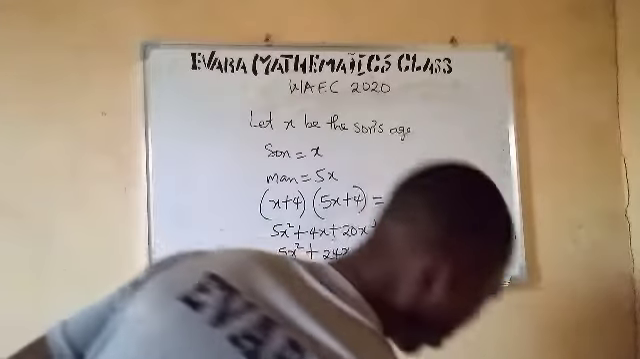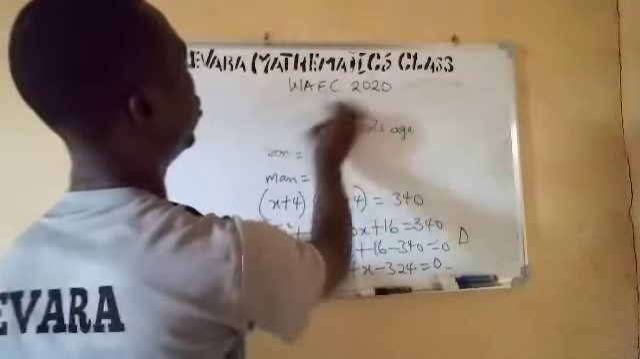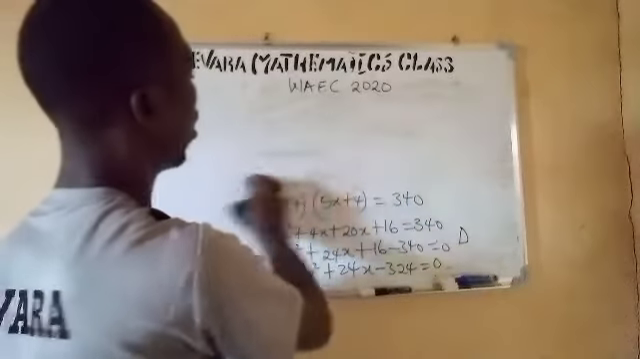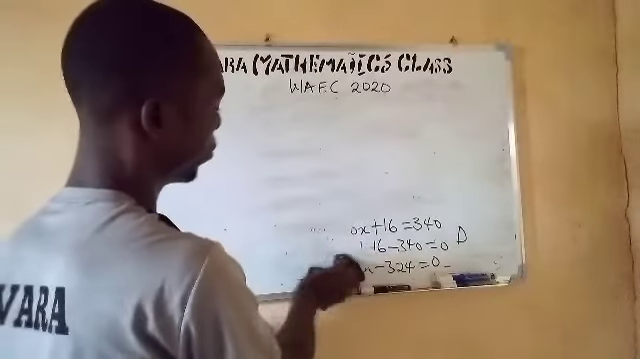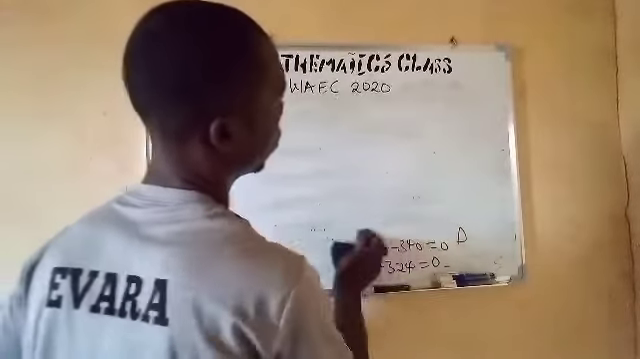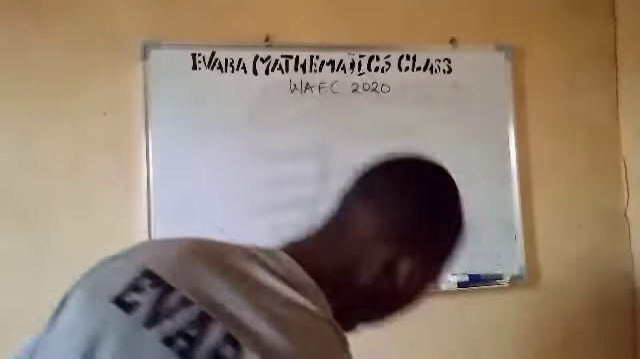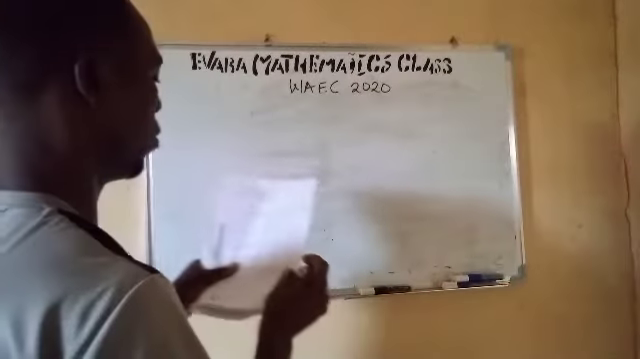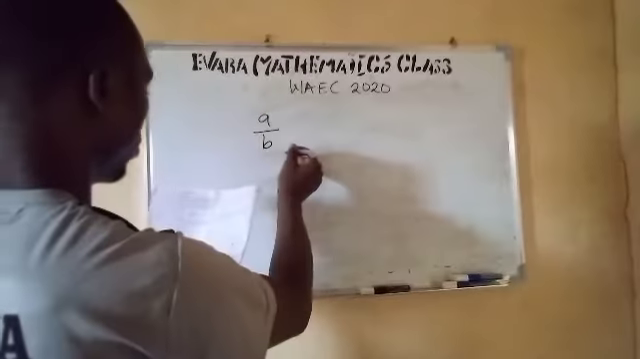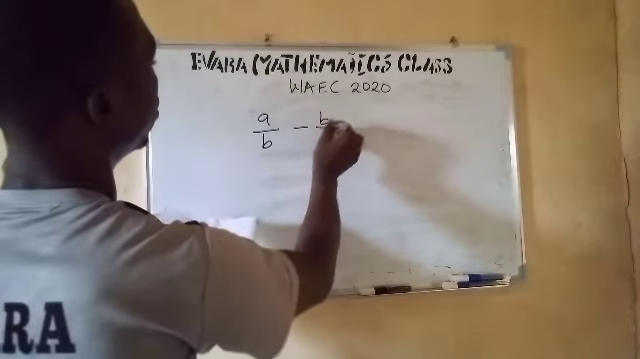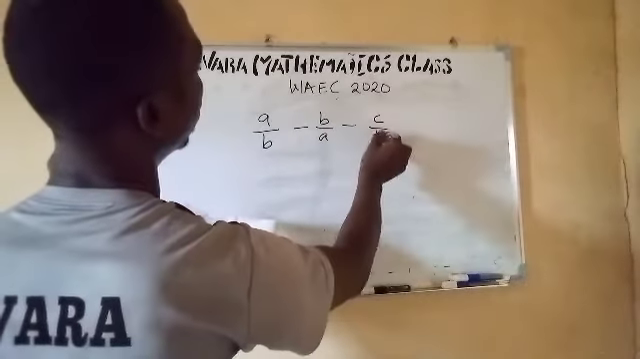Number 23 is on algebra. We are asked to simplify an algebraic expression. Simplify a over b minus b over a minus c over b.